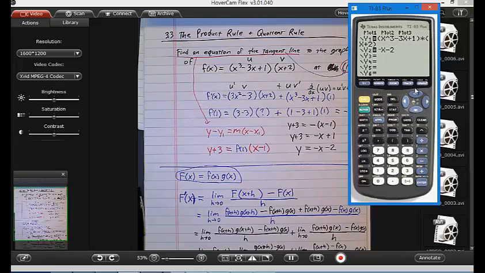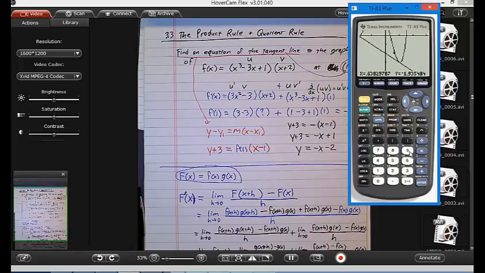I want to see it. Enter. And you can see, right? Here's the point 1, negative 3. Right here. Here, let me do that again. Second, calculate a value, x equals 1.